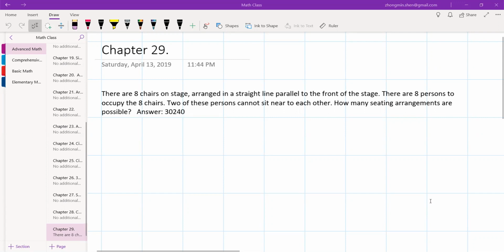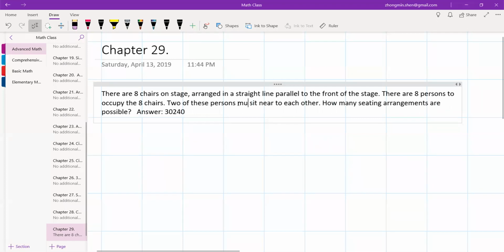Oh, okay, maybe the answer, yeah, the answer is wrong. I guess the problem itself should be, let's change the problem and then the answer is that. So 2 of these people must sit together next to each other. Okay, yeah, let me change this first. Must sit next to each other.